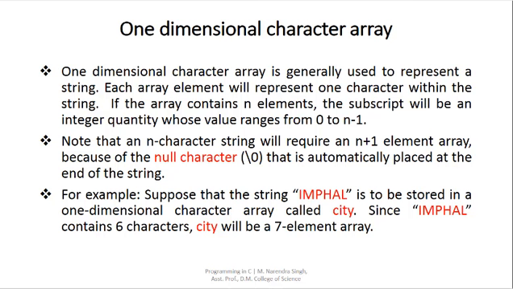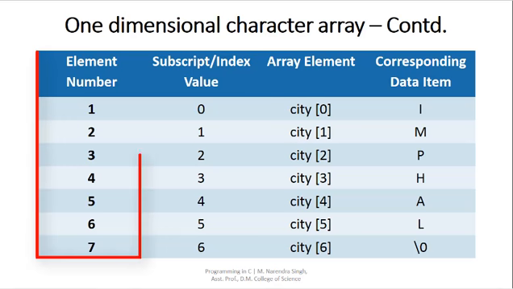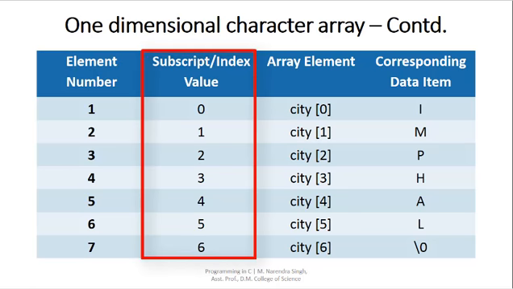For example, suppose that the string IMPHAL is to be stored in a one-dimensional character array called city. Since the string contains 6 characters, city will be a 7-element array. The 7th element will be the null character, which indicates the end of the string. We will look into this in detail in the next slide. Now the array city will have 7 elements, and the subscripts of the array elements will be from 0 to 6.